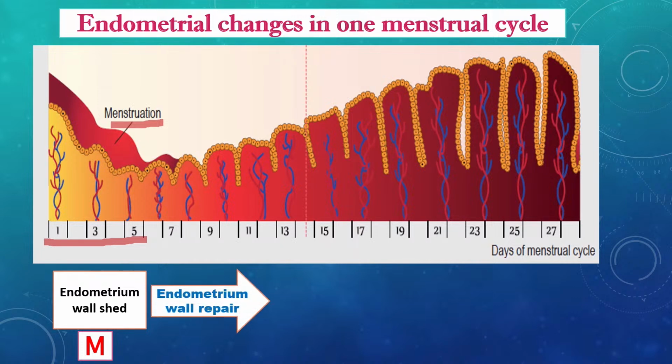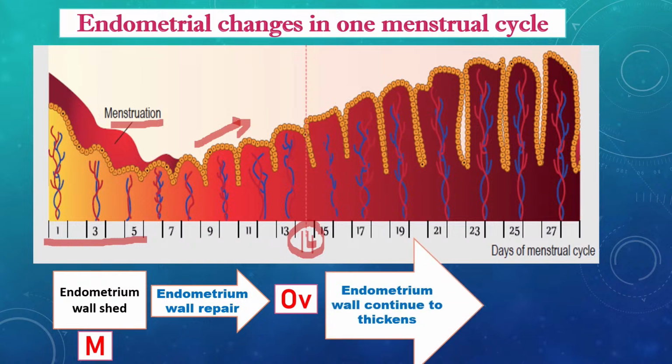After the 5 days, when we move on to the second stage, what happened? You can see the endometrium wall starts to repair. On day 14, again, we have ovulation. After ovulation, what happened? You see, it continues to thicken, because they are preparing for the VIP, right? Preparing for the very important guest, which is the fertilized gamete, waiting for the embryo. So they continue to prepare enough supply.